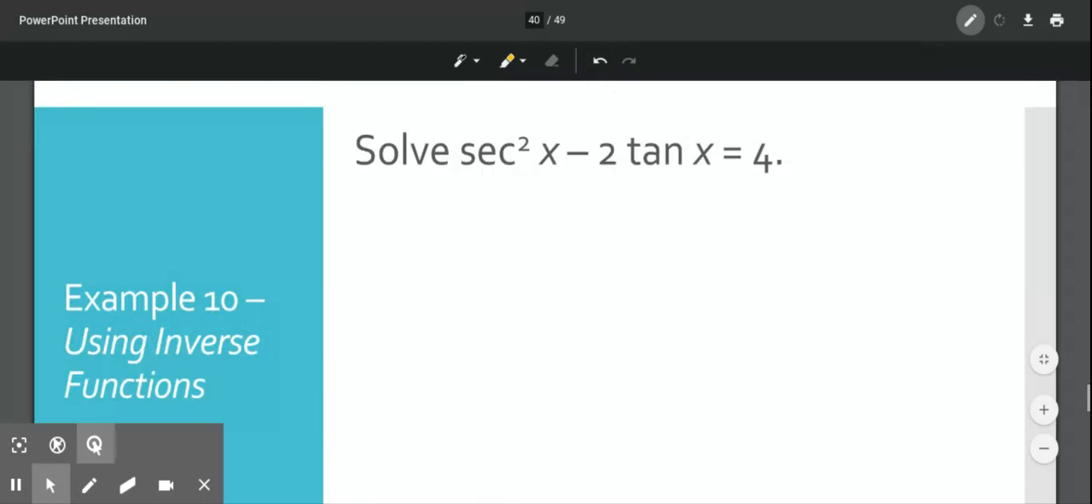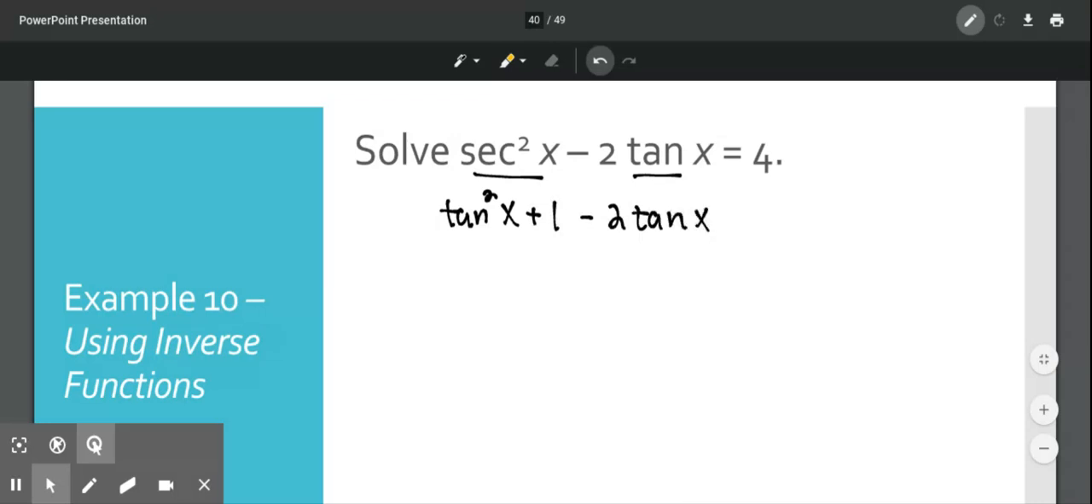And then our last example just talks about using inverse functions, which we've kind of indirectly already been doing. So this is really just another example for us here. And again, if we're looking at it, it looks quadratic, but we have two different functions. So you have to think about, is there a way that you could substitute in for secant squared possibly and only have that tangent function? And so we know from our formula sheets that secant squared is tangent squared plus 1.